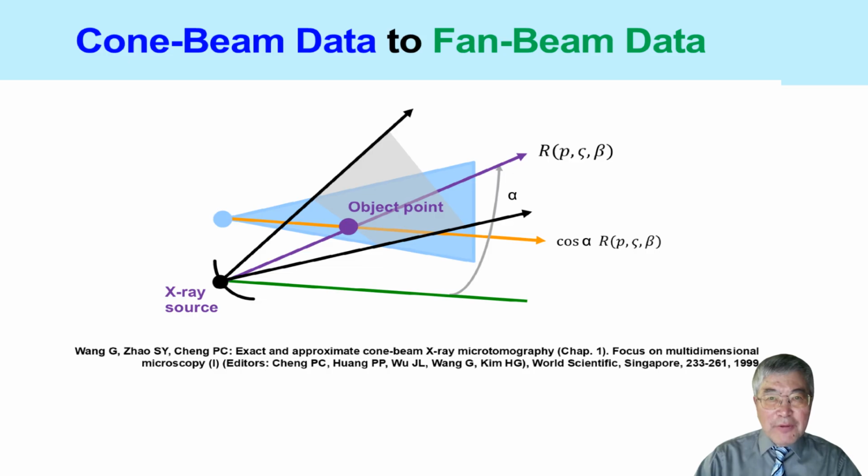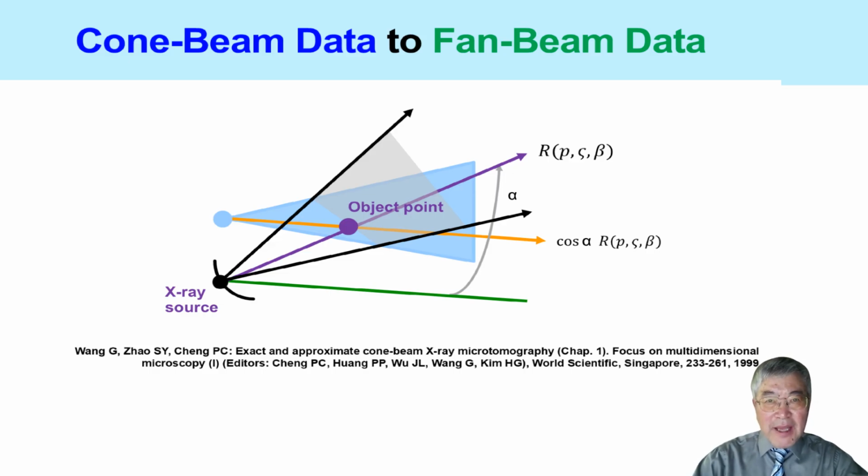Instead, the ray belongs to a tilted fan. It passes through the point, but it is tilted relative to the desired slice plane. Now, if we look at this tilted fan from the top, its projection overlaps with the fan beam we would like to have in the transverse plane. So we can use the real cone beam ray to approximate the imaginary fan beam ray in the slice.